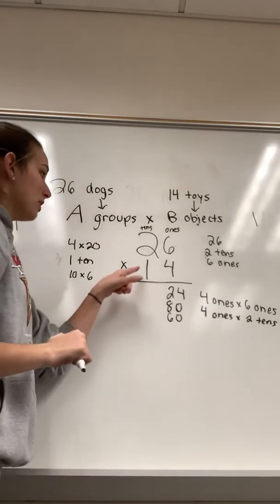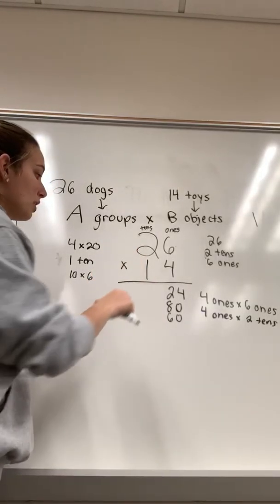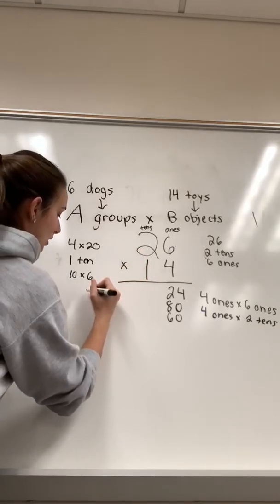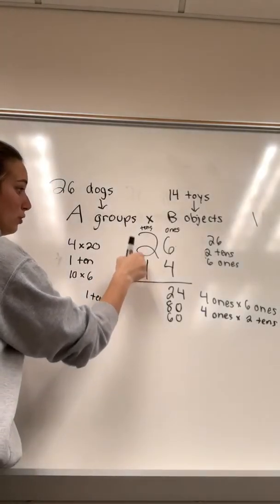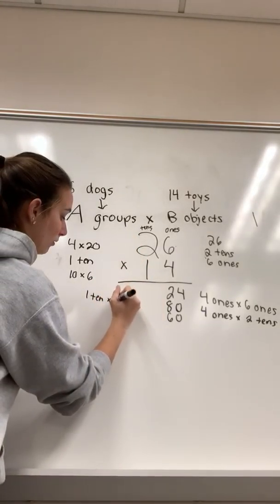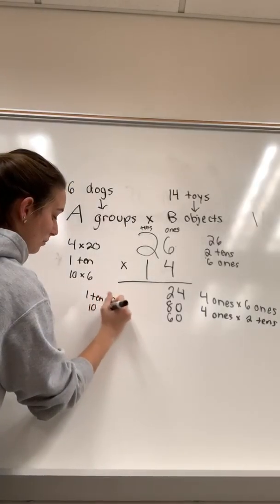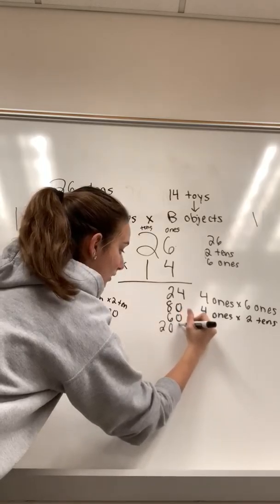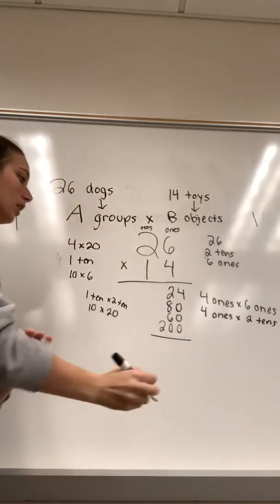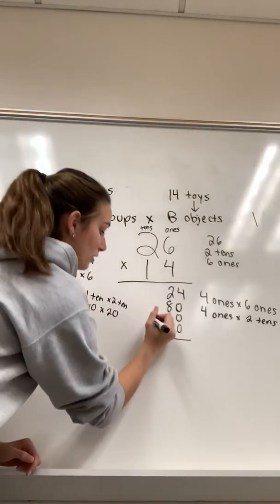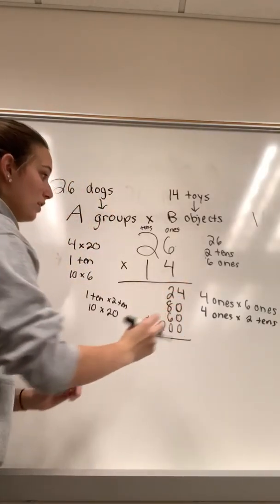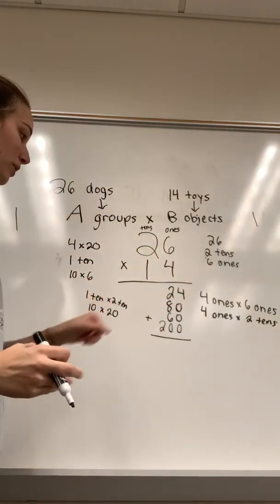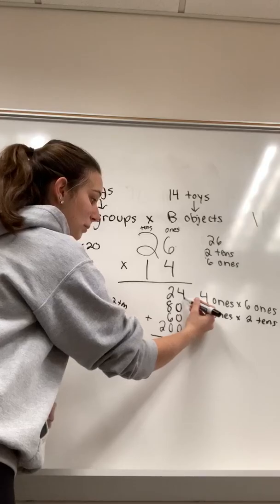So then the next step is to finish with the tens column. So we have 1 ten times 2 tens, or 10 times 20, which is 200. So we will line those up. So the next step is to add up all the products that you just got from multiplying these numbers. So we'll start in the ones place value.